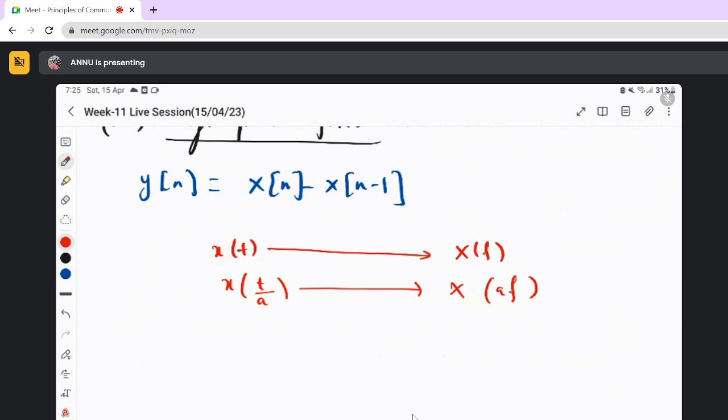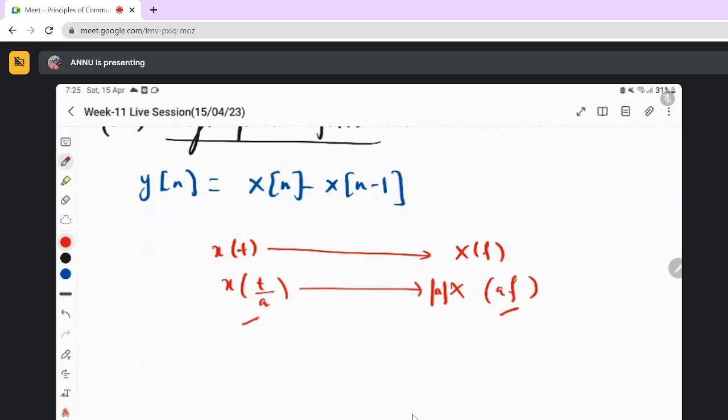No, ma'am. A factor of 1 by mod a will come on the right side. Since x(t) is being scaled by a factor of a, we will multiply by 1 by mod a on the right side of the spectrum magnitude, because 1 by a is being multiplied in the time domain. So basically, in frequency it will be scaled, and in time it will be compressed.